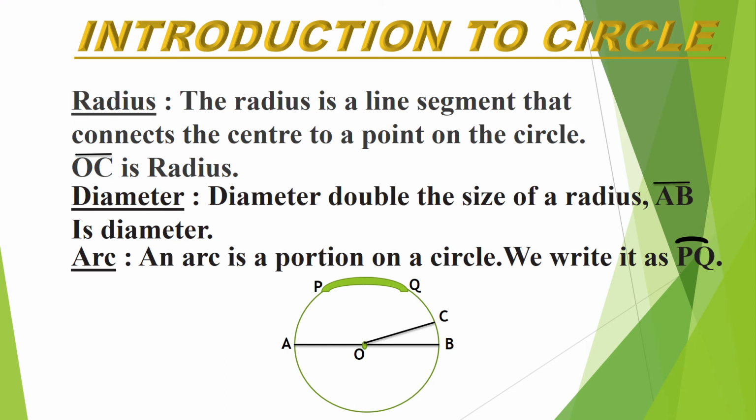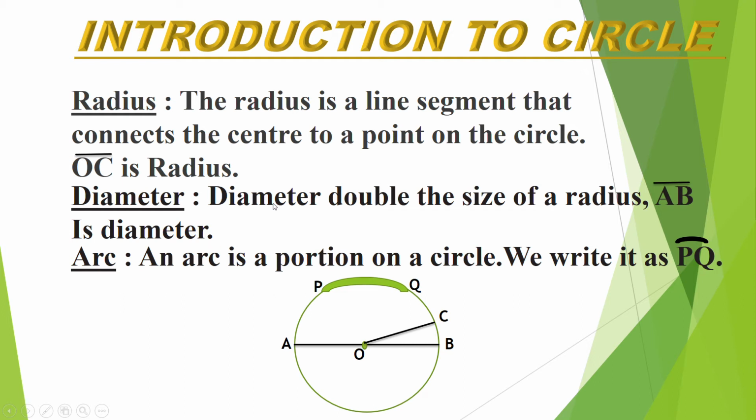Introduction to the circle. All of us know what a circle is. So, let's learn what a radius is. The radius is a line segment that connects the center to a point on the circle. Here there's a circle, and this point is the center. Let us assume C is a point on the circle, and this line segment joins the center with the point on the circle. So we can say the line segment OC is a radius.